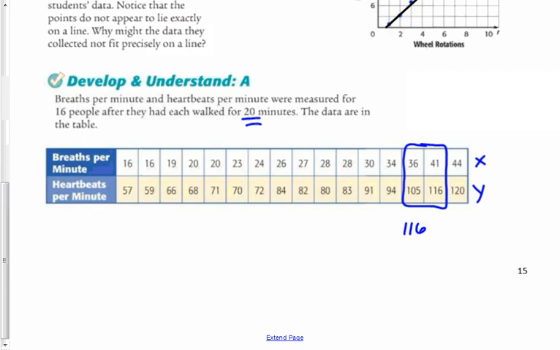If I do 116 minus 105 and divide that by 41 minus 36, 116 minus 105 is 11, 41 minus 36 is 5. 11 divided by 5 is 2.2. That is my slope, 2.2.